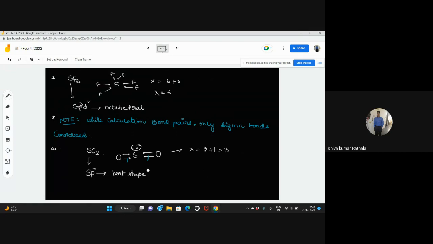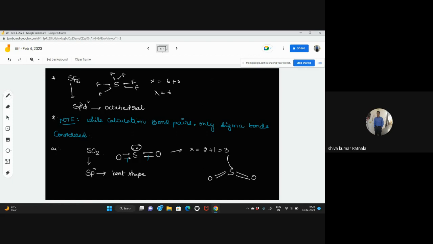Sir, what's the difference between geometry and shape, sir? Shape means how it exactly looks. Geometry means, for example, this lone pair, if I'm talking about SO2, it will be like this.